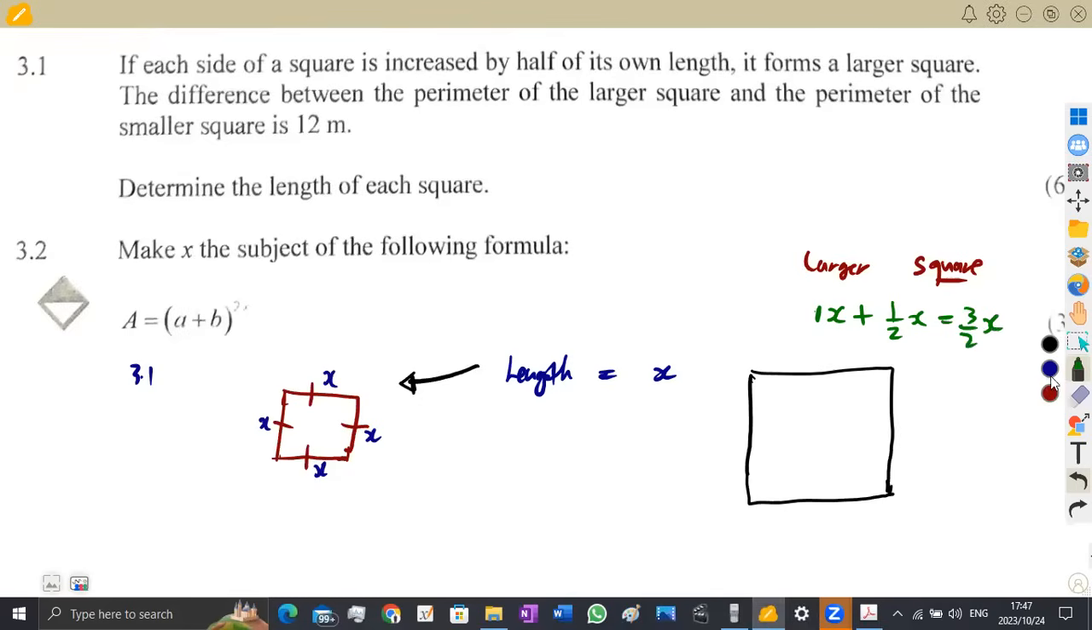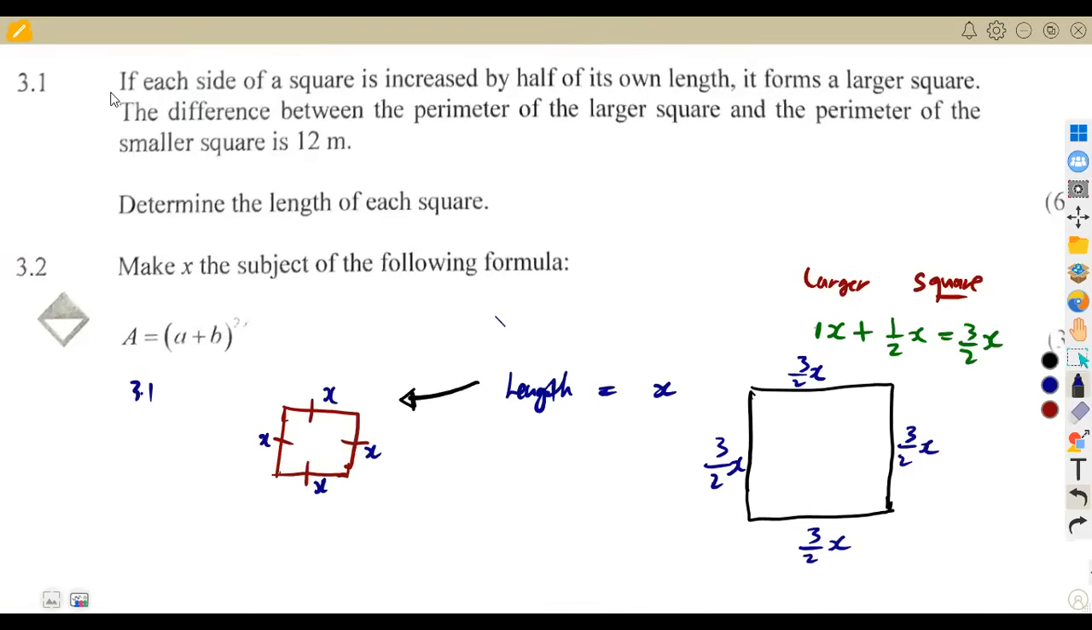So each length is going to be 3 over 2x. So here we're going to have 3 over 2x, here 3 over 2x, and here 3 over 2x. Remember, this is a square, all the sides are equal. So we have got the smaller one, and we also have the bigger one, because it is being extended. The question here is not about the sketch. They are saying it forms a larger square, which is this one that we have formed.